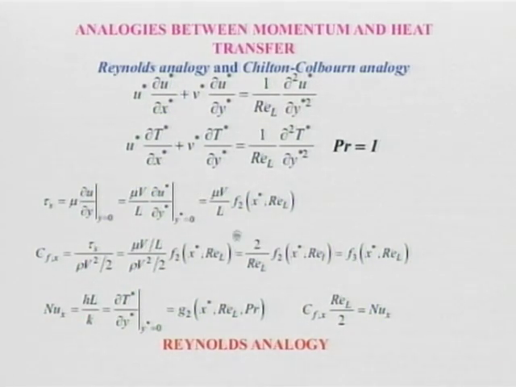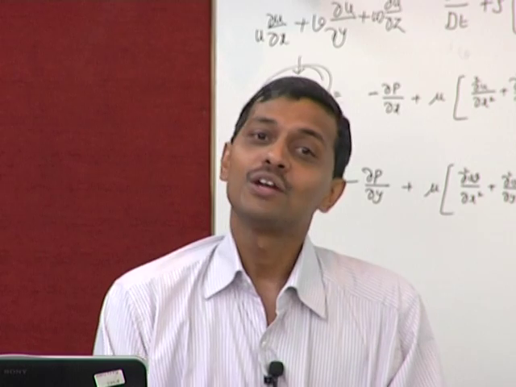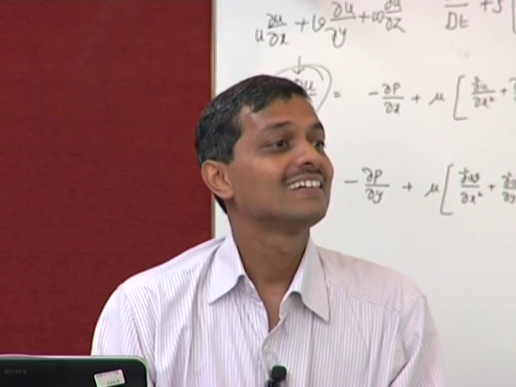So tau_s equals maybe, the same thing, I am not going to harp on that. Cf_x is a function of x star and Re_L, Nusselt is a function of x star and Re_L. Now if Pr is made 1, these two functions are going to be the same. So Cf_x into Re_L by 2 is equal to Nu. If I write Nu by Re into Pr, Pr is 1, so that is the Stanton number. So Stanton number becomes equal to Cf_x by 2. What is the beauty of this equation? If you measure Cf_x, you can get the heat transfer distributions.